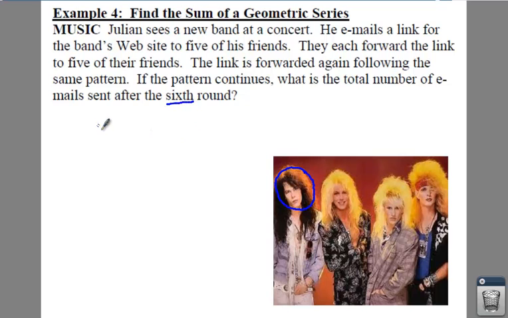So we need to find our total, which means we need to find our sum, which is our S sub 6, because we're going to have 6 rounds. So we need to go through and figure out what we know. Well, we know our a sub 1, that is your first term, is 5, because Julian's going to send it 5 emails. We know what our r is, that's your ratio. Well, each of these 5 is going to send it to another 5, so your ratio is 5. And then we also know that your n is equal to 6.